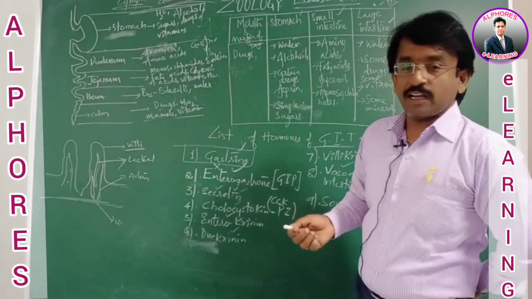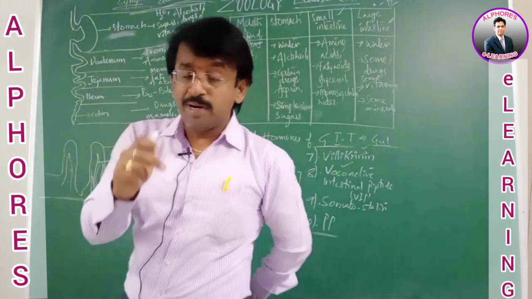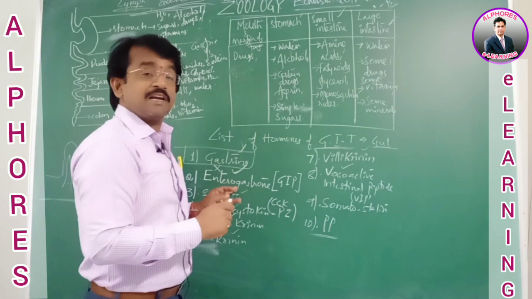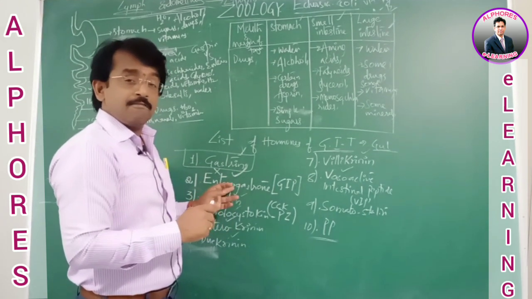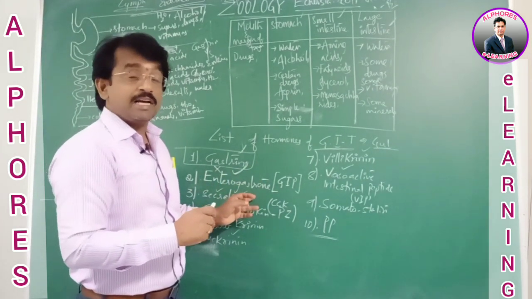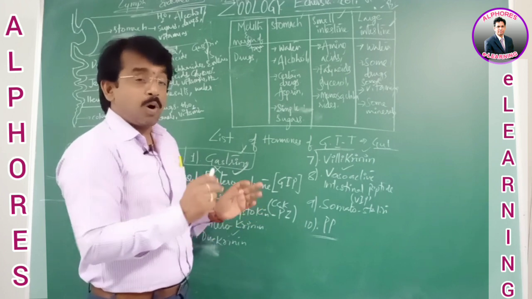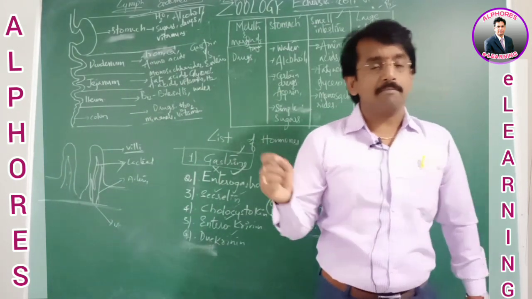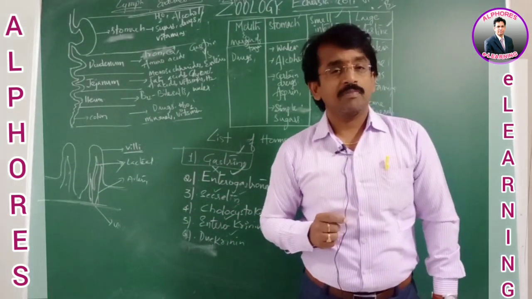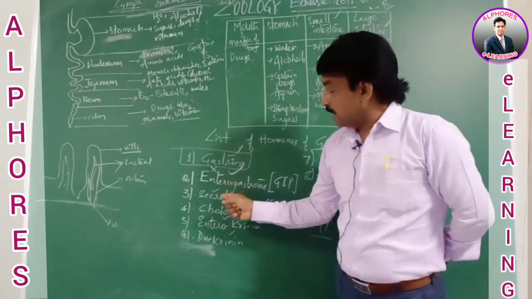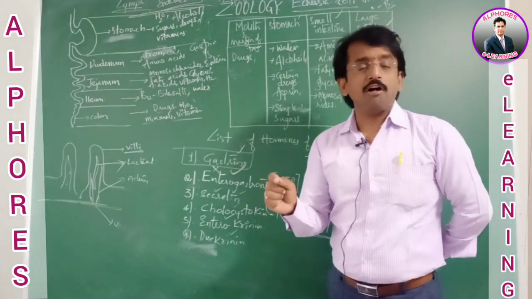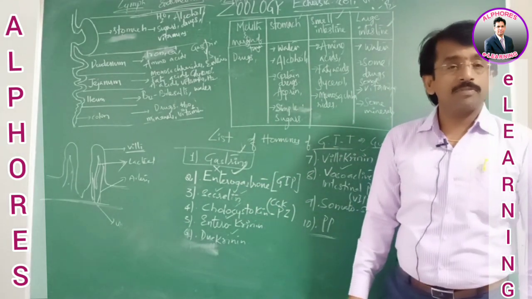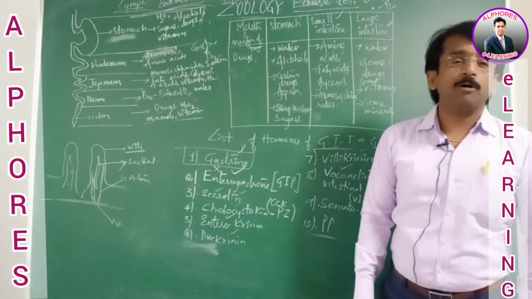Next, secretin. Secretin is the first hormone discovered by scientists. Secretin from the duodenum stimulates the release of bicarbonate in the pancreatic juice. Secretin is responsible for the release of the bicarbonate of the pancreatic juice. So the target is the pancreas.